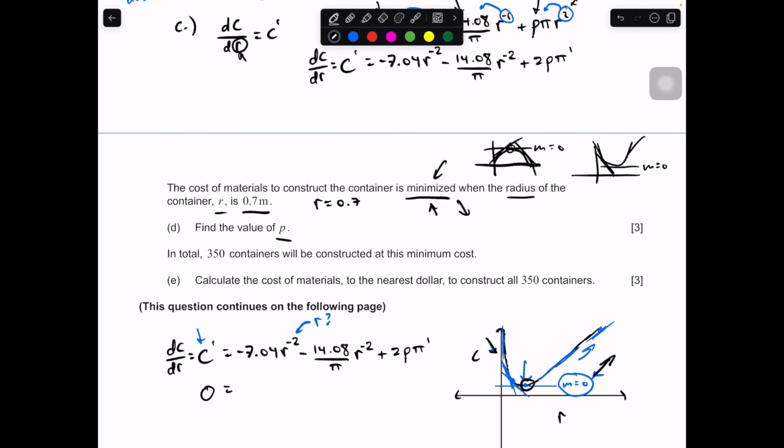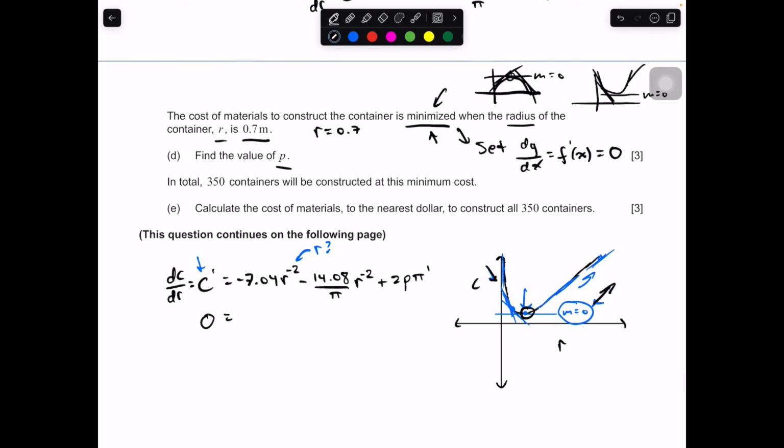So often when you see this minimize, maximize, set dy/dx, or f'(x), whatever it happens to be, set it equal to 0, and then just solve. Essentially, solve, really. Okay, so there it is. When is the derivative equal to 0? For this function of negative 7.04r, we know that it's minimized. That is to say, we know the slope is going to be 0 when r is equal to 0.7.